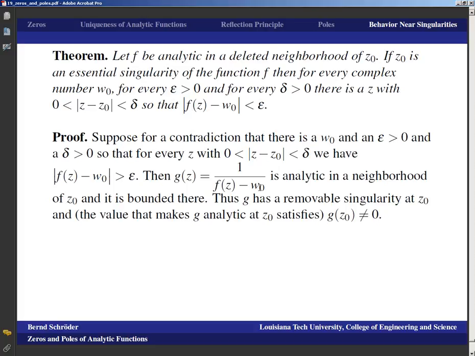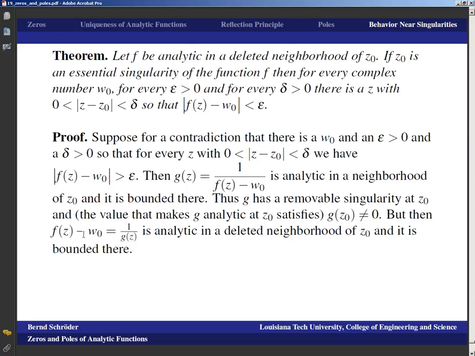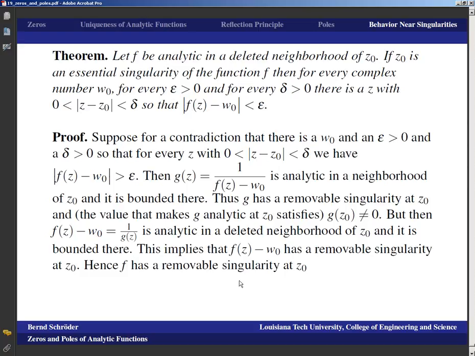f of z minus w0 doesn't go to infinity as z goes to z0 because that would mean that f of z goes to infinity, and that would mean that we actually have a pole there, which we don't. And okay, so then we can take f of z minus w0 being 1 over g of z, that is analytic in the deleted neighborhood of z0, and it is bounded there. And that means that f of z minus w0 has a removable singularity at z0, and that means that f has a removable singularity at z0, which is a contradiction to assuming that this thing has an essential singularity, and that's it.